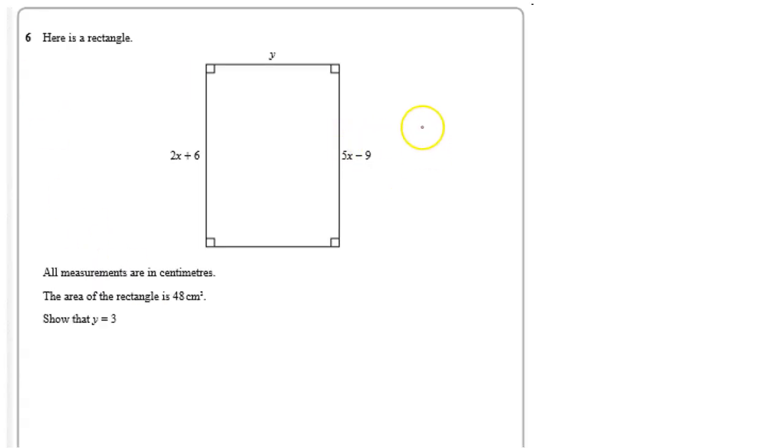Now question number 6 is, this is a rectangle. So we know that in rectangle opposite sides are equal. So this is y, so this is also y. This is 2x plus 6, so it is supposed to be also 2x plus 6. Or this is also supposed to be 5x minus 9. So let's try to solve this. So this is 5x minus 2x is equal to 6 plus 9.